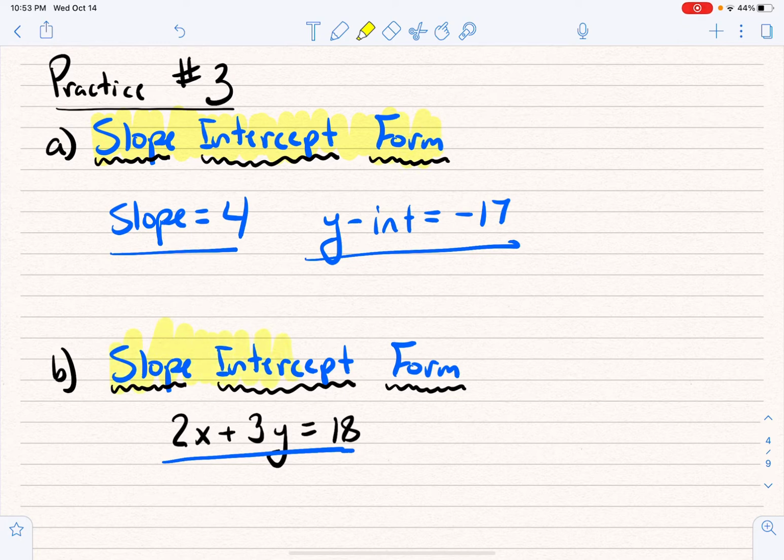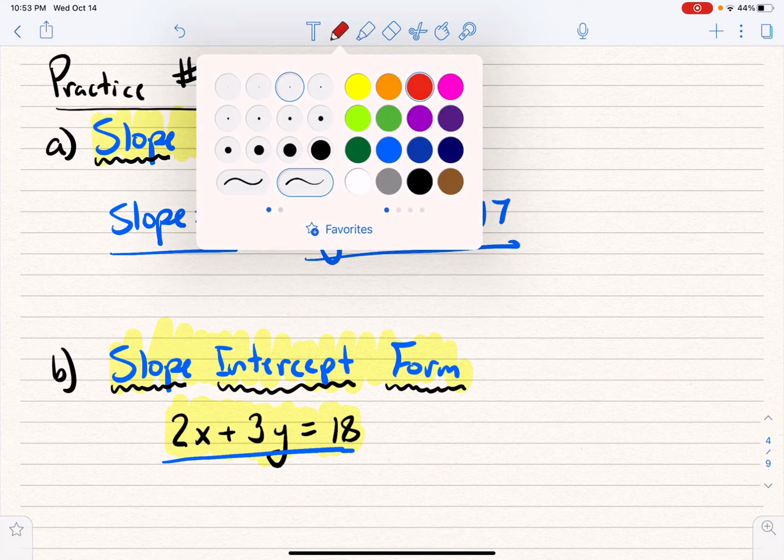Okay, so the first one is you're going to write an equation in slope-intercept form of a line that has a slope of 4 and a y-intercept of negative 17. And the second one is you're going to convert this equation, 2x plus 3y equals 18, into slope-intercept form. So we'll pause the video right here for just a couple minutes so you guys can write these two equations. All right, and we're back. And so hopefully you were able to figure this out.